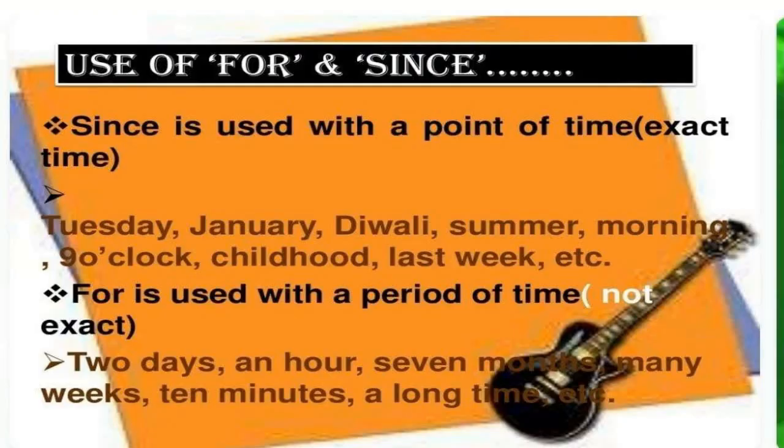Yeah, as you can see, as I said earlier, since and for. Since is used with a point of time, an exact time. We use since when we know the exact beginning of the period of time. And when do we use for? When we are not sure about the exact beginning of the period of time, but we have some kind of idea about how long we have been doing it.